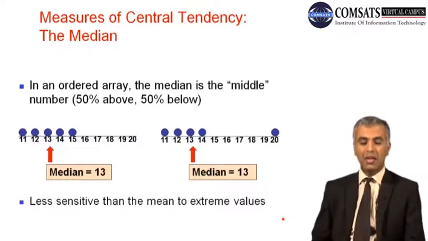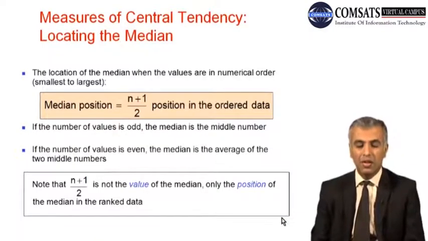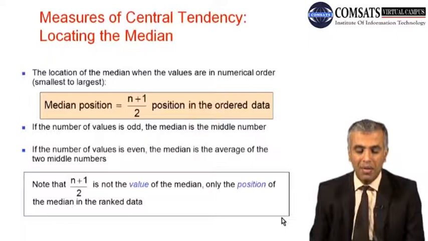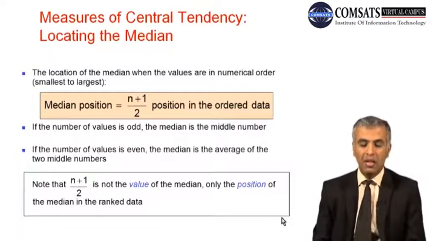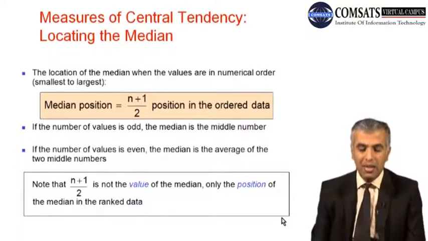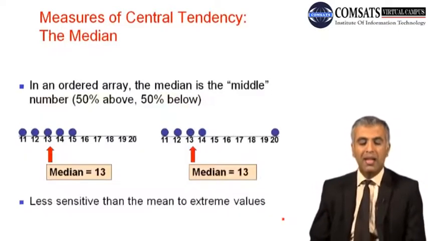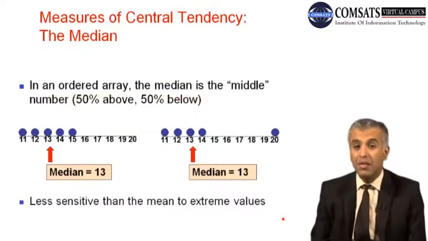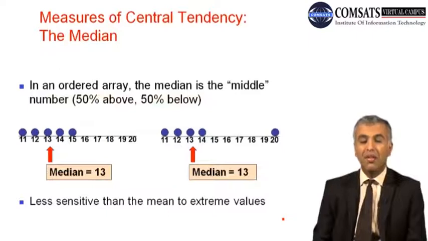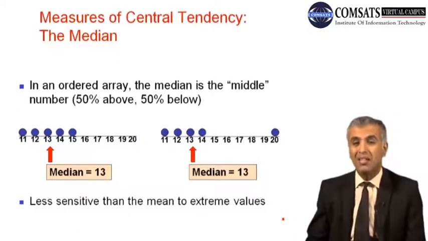So coming to the next one, as a rule of thumb, the location of the median can be calculated from the ordered data through this formula, which is n plus 1 divided by 2. Now by default, if the number of values is odd, then the median is the middle number. As you can see in the previous example, the values from 11 to 15 are 5 values and 5 is an odd number, so we will take the middle value as the median in this case.